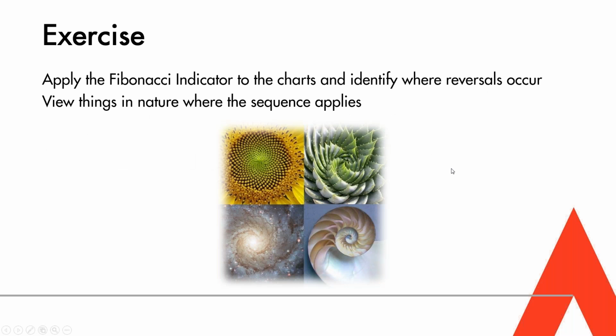A little exercise for you to do at home: apply the Fibonacci indicator to your charts and identify where reversals, potential Fibonacci support levels might occur. Can you see any examples of that support level tying in with a test of a rising trend line? Also view things in nature where the sequence has applied. Again, it's quite uncanny how many examples you'll find where things will grow or expand in these Fibonacci ratios, such as those examples down there.